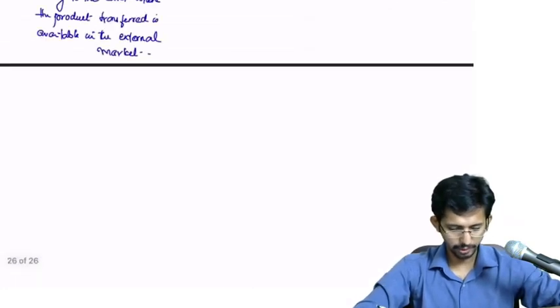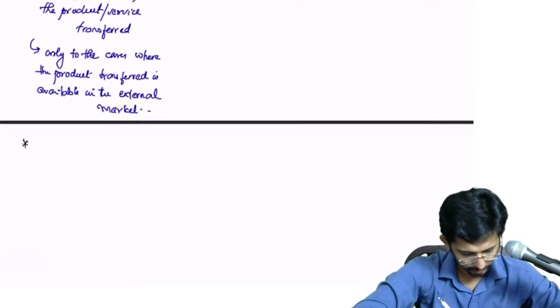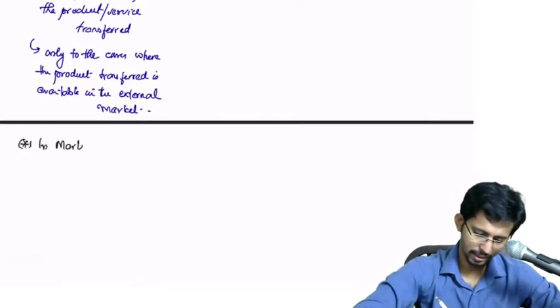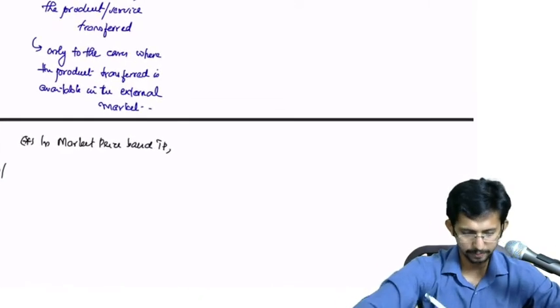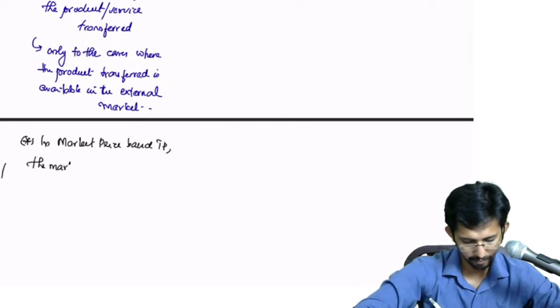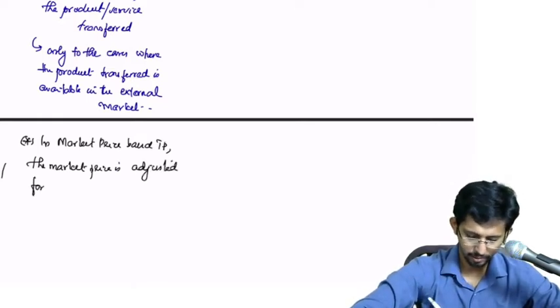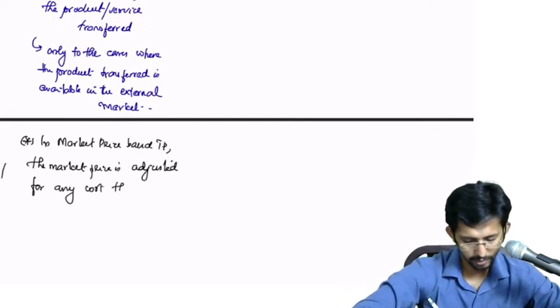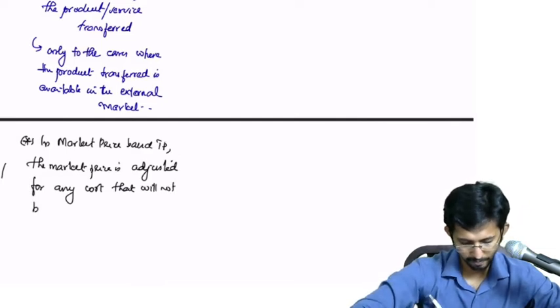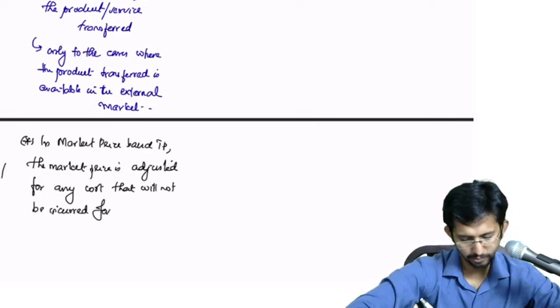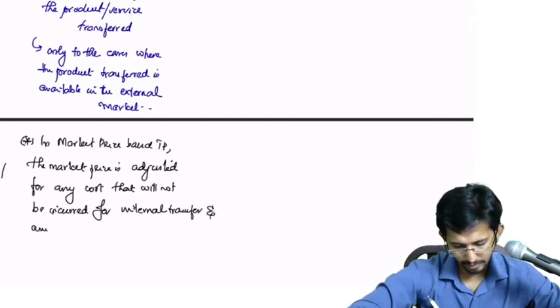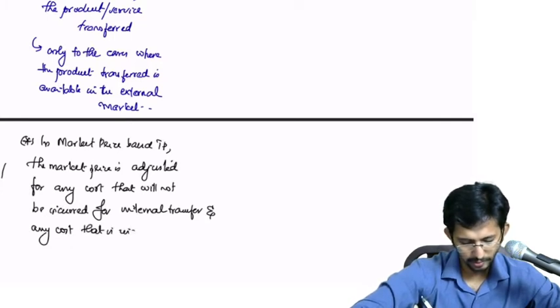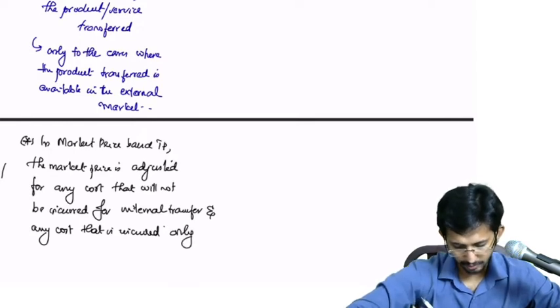Now you can write here: in market price based TP, the market price is adjusted for any cost that will not be incurred for internal transfer and any cost that is incurred only for internal transfer.